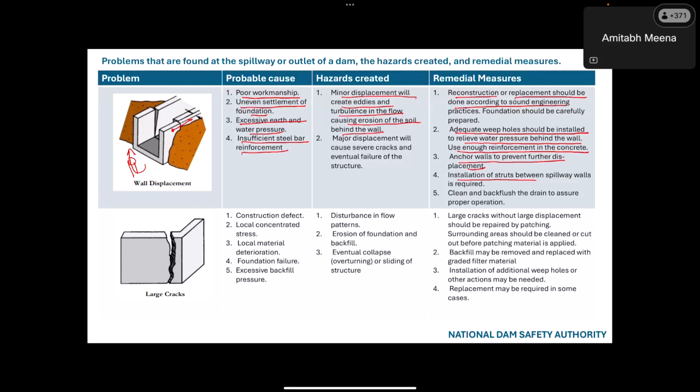Similarly, there is this large crack. So this is a construction defect, and large cracks without large displacement should be repaired by patching. Surrounding areas should be cleaned or cut out before patching material is applied. Backfill may be removed and replaced with graded filter material. Installation of additional weep holes or other actions may be needed. These are similar measures.